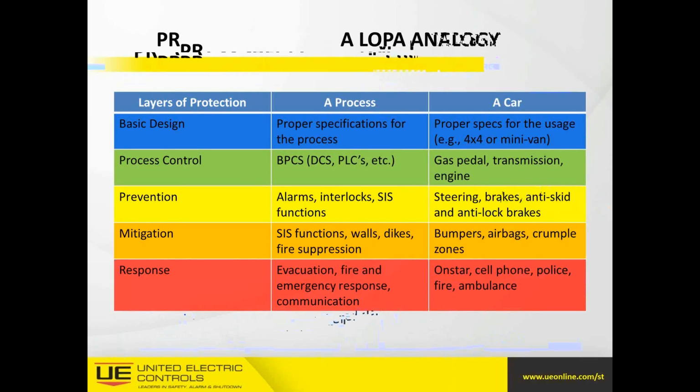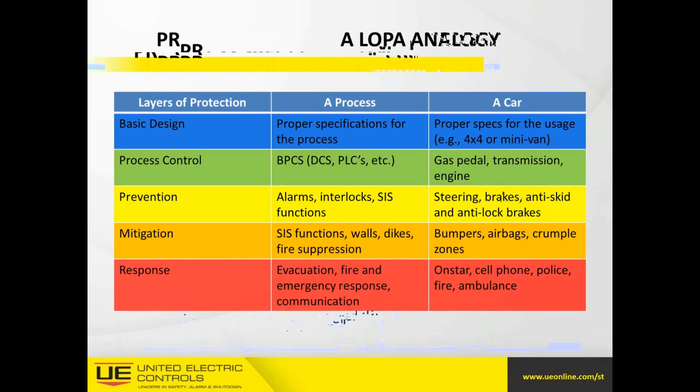Next piece of the puzzle is, well, now that I've got the vehicle, I've got to control it. I've got to get it to point B. Gas pedal, transmission, engine, all those things that you take for granted, that's what we're going to use. And how am I going to control it? Well, it's the steering wheel, the brakes, and I've got the anti-lock brake system.